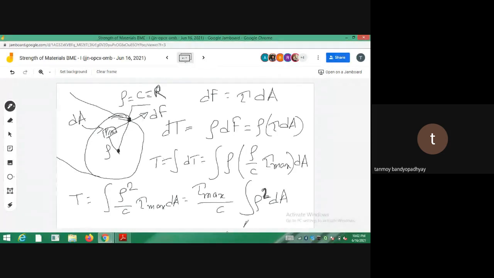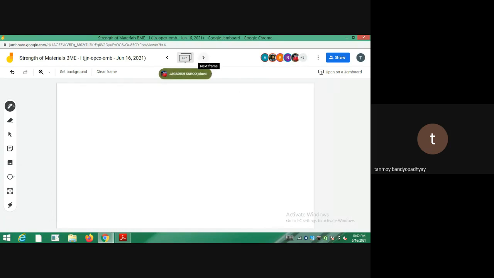So what is meant by the polar moment of inertia? You have two kinds of inertia: one is the rectangular moments of inertia and the other is the polar moment of inertia. Suppose I have a shaft like this. It will have three axes: this one is the x-axis, this one is the y-axis, and this one is the z-axis, or let me call it the p-axis or the polar axis.